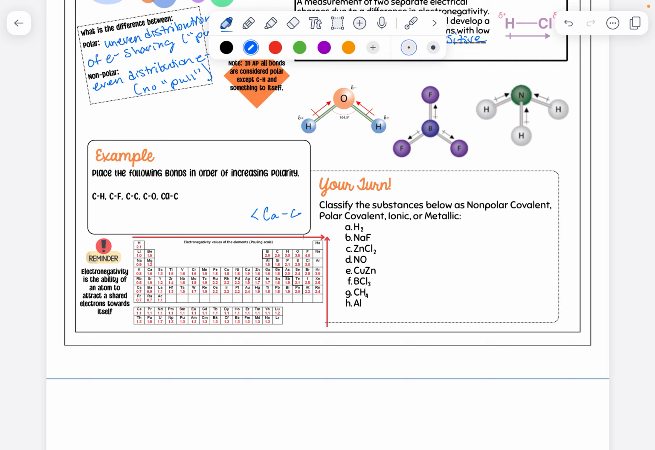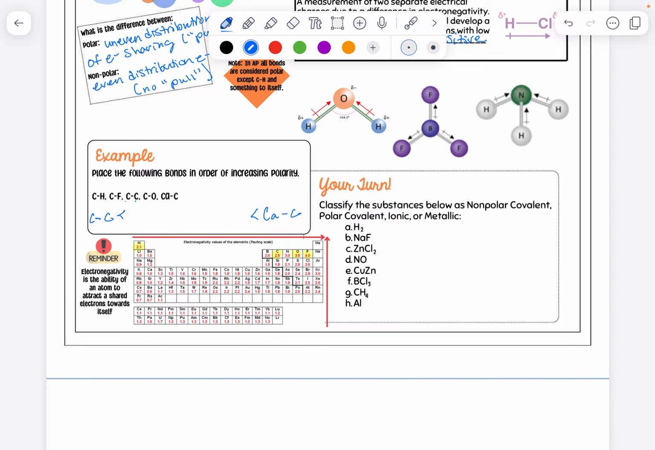Now, the lowest polarity would be something bonded to itself because it would be equal. So if I see here carbon to carbon, carbon bonded to itself, it's completely nonpolar. So it's going to pull on those electrons equally. They both have an electronegativity of 2.5. The next one, I have carbon and hydrogen, carbon and fluorine, and carbon and oxygen. So those are the ones I really need to consider. So let me highlight those. So I have carbon, I have oxygen, I have fluorine, and then I have hydrogen.